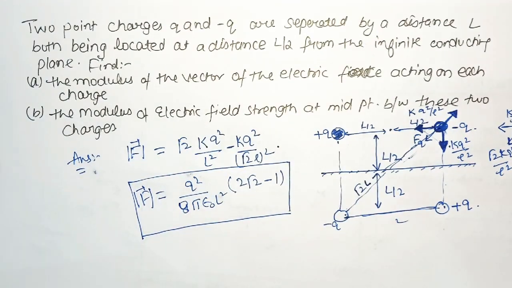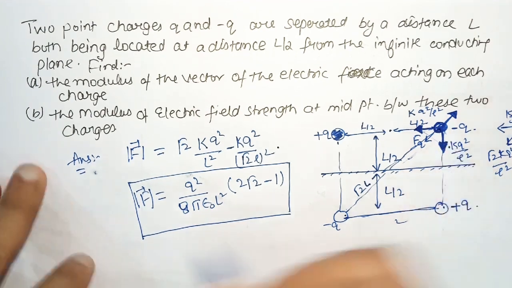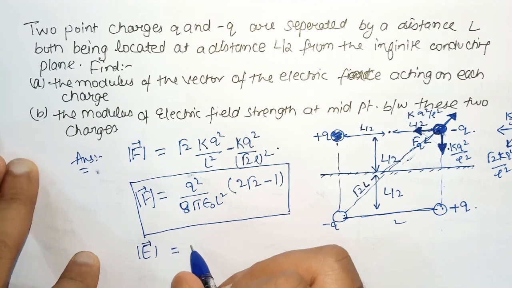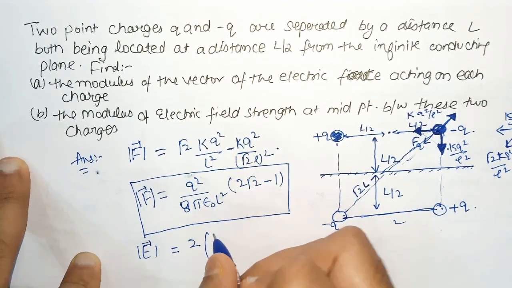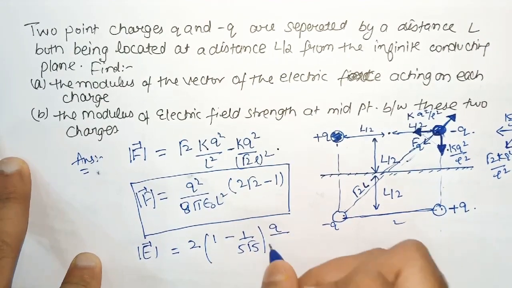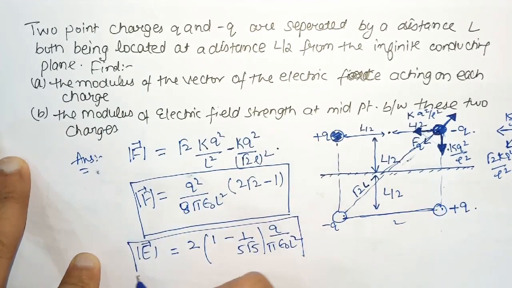Similarly, you can calculate the value of electric force, and in the similar manner you can find the value of electric field strength at this point. Students, this is up to you to calculate the value of the electric field. I can directly write the answer. This will become 2 times (1 minus 1 by 5 root 5) Q upon pi epsilon naught L square. This is the value of the electric field.